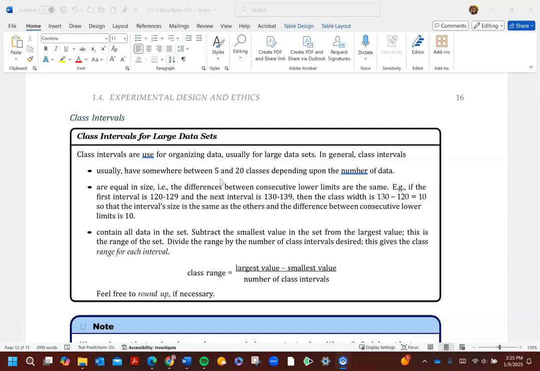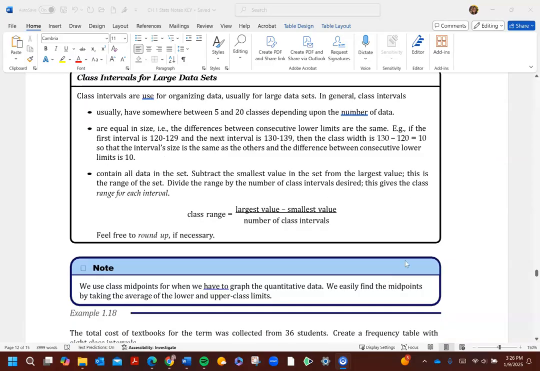Usually we have somewhere between 5 and 20 classes, depending on the number of data. They should be equal in size, so we don't want sporadic widths, and we want to contain all the data in the set. So we would find that by getting the range, largest minus smallest value, divided by the number of class intervals. And so we want to have at least 5 and no more than 20. And then round up is what would work in this case.